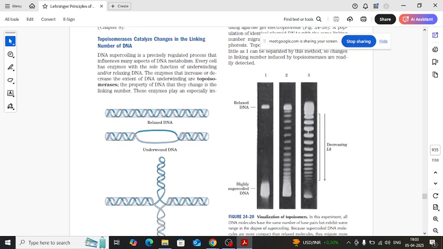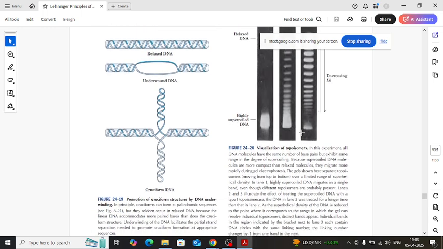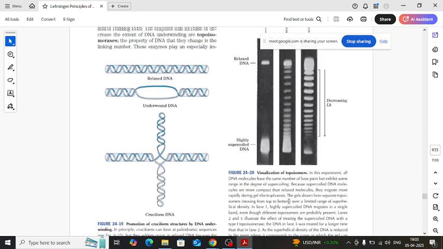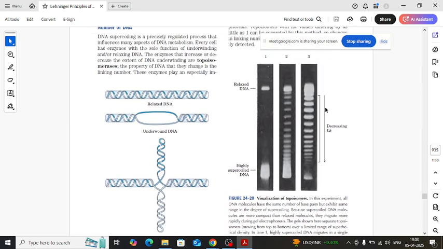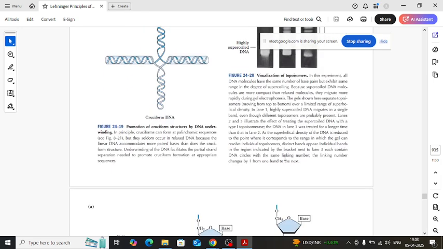And in the second panel you can see the supercoiled density, and this is the direction of decreasing linking number. Here you can see that as we go down, the linking number has been decreased when you use the topoisomerase.